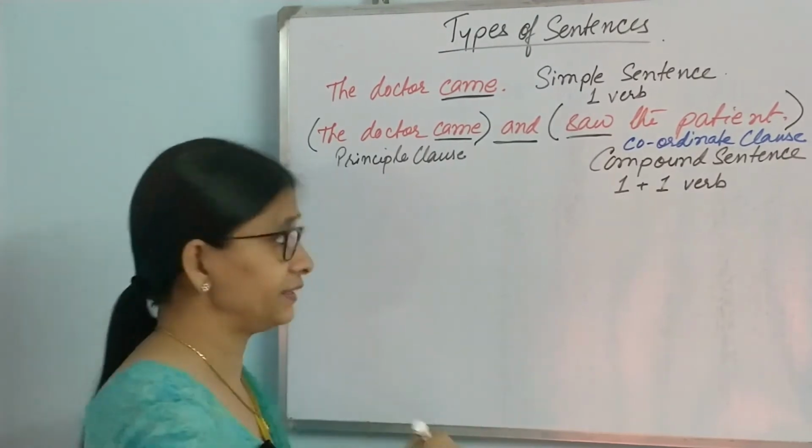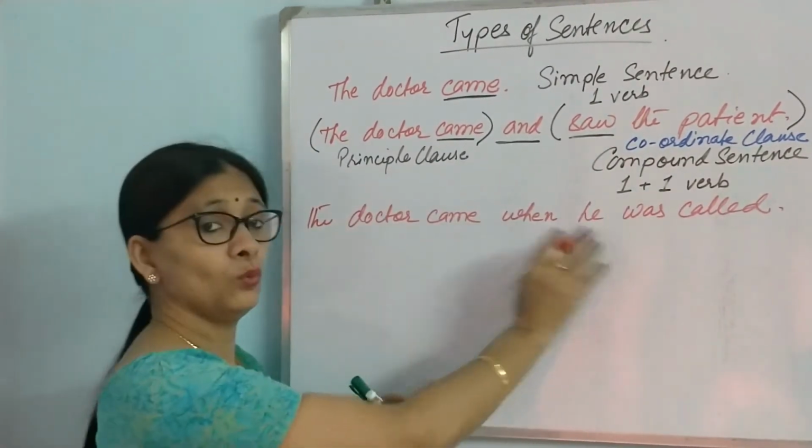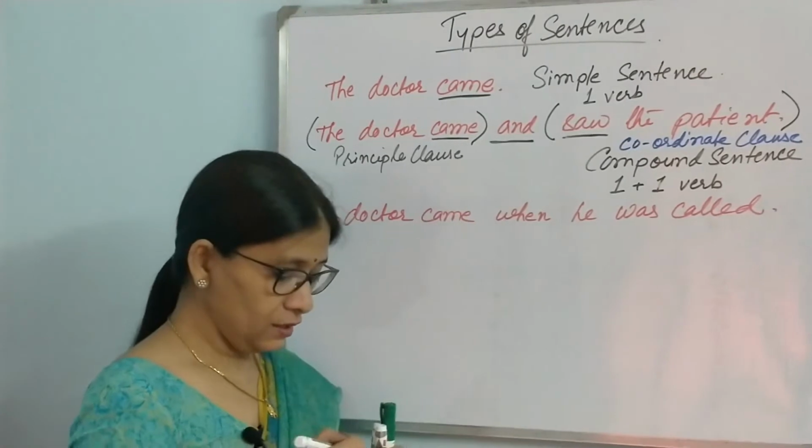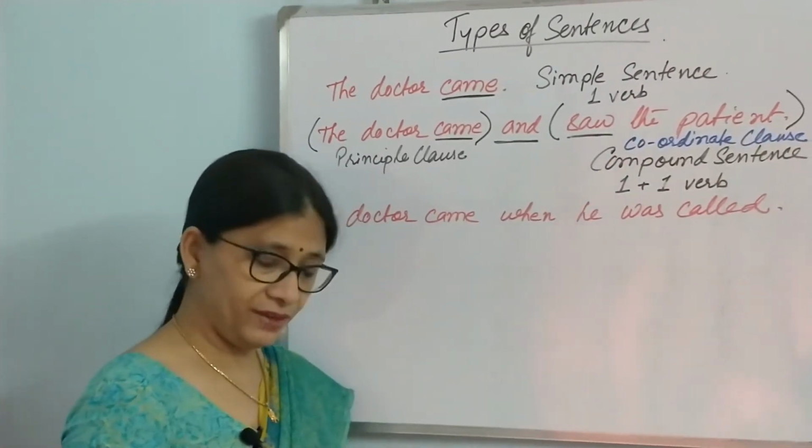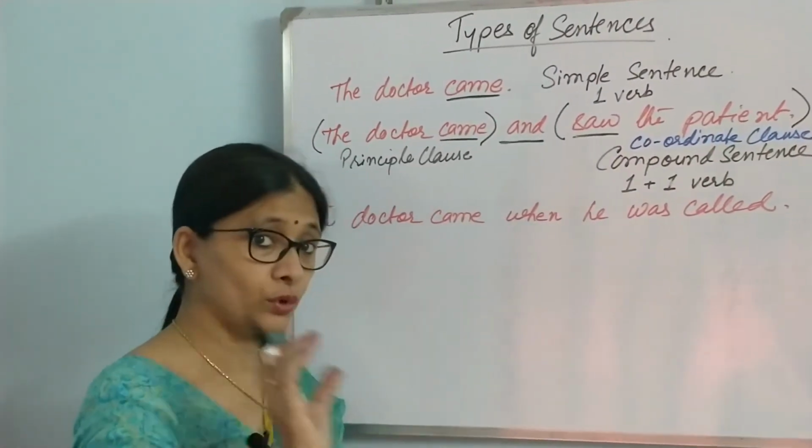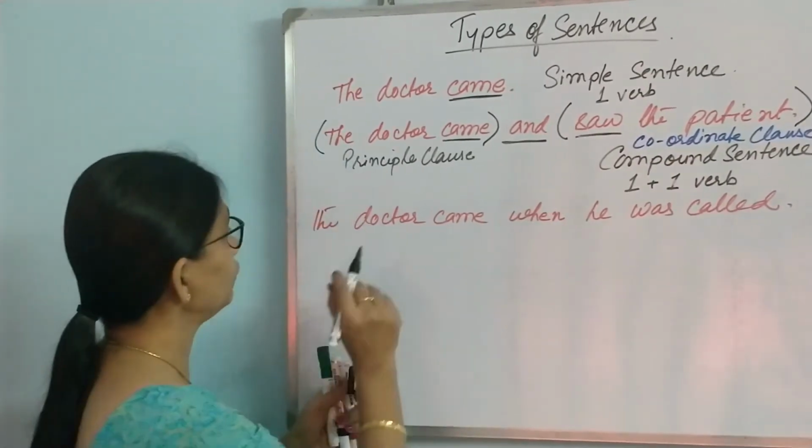Let us see yet another type of sentence. The doctor came when he was called. Okay. So, the first thing that we have to do when we get a sentence is to locate the verbs. Let us see which are the verbs over here.